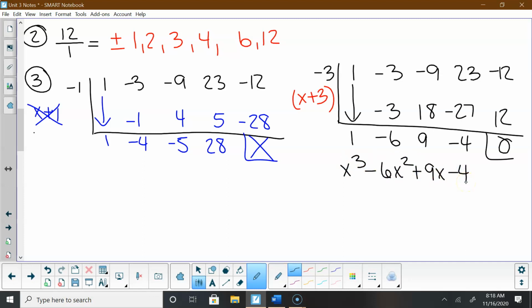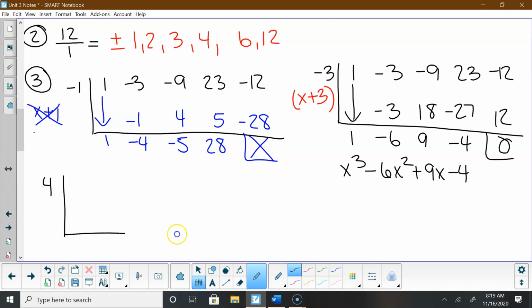Can I factor that now? Not with grouping. Not quite there yet. All right. But it's always good to check right here, because you could factor it by grouping from here. What do we want to check next? Guys, we had that whole list. Pick a number. Positive 4.